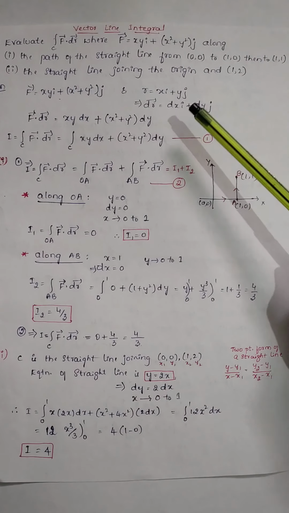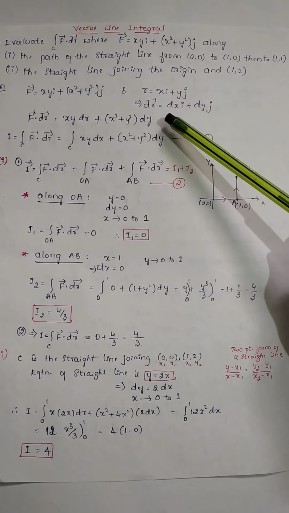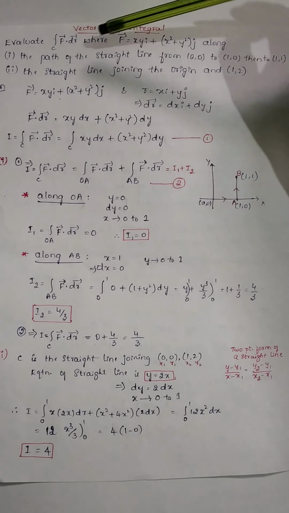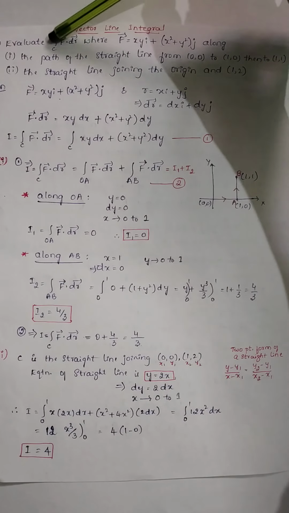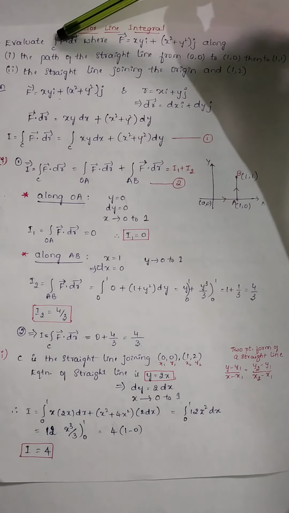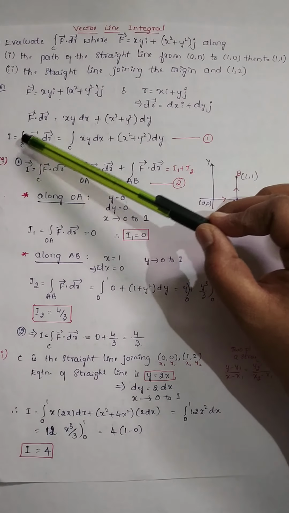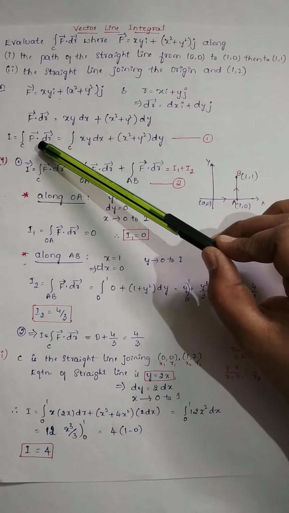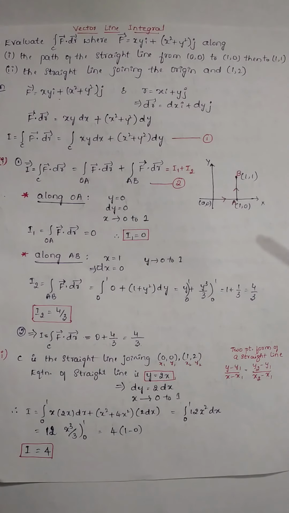And you already know that i dot i and j dot j are equal to 1. After finding F dot dr, you need to substitute it in the integral. We are calling the integral which we have to evaluate as I. So I is equal to the integral over C of F dot dr. Now we have substituted F dot dr and called it equation number 1. Now we will consider the first question.